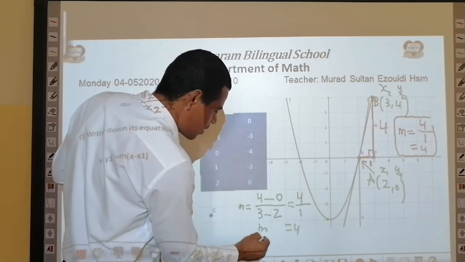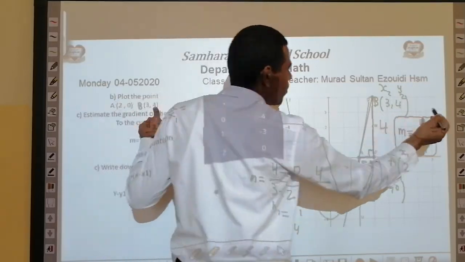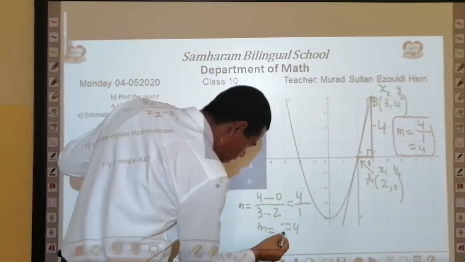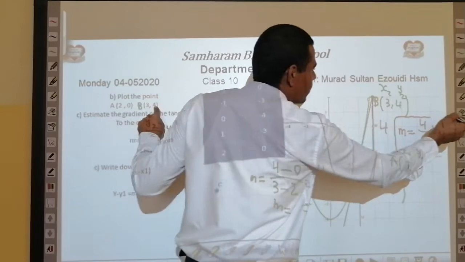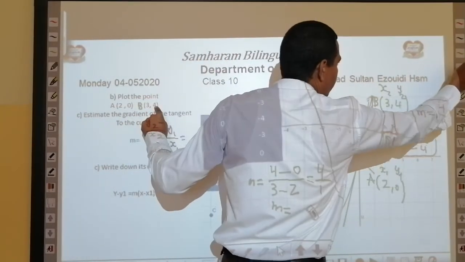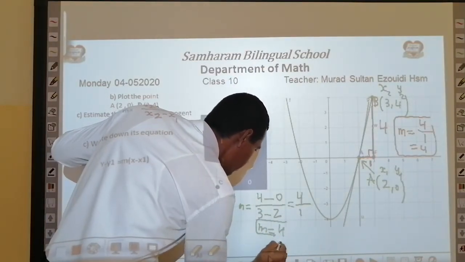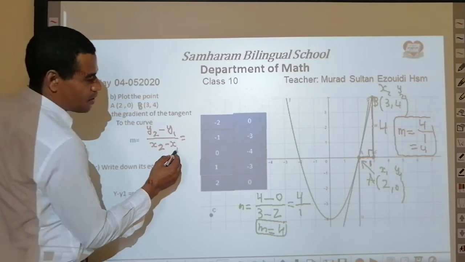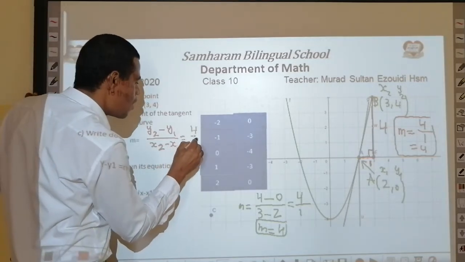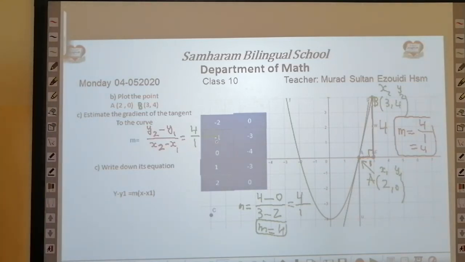So, my learners, m is equal to 4. Here I can write 4 over 1 is 4. This is about the gradient.